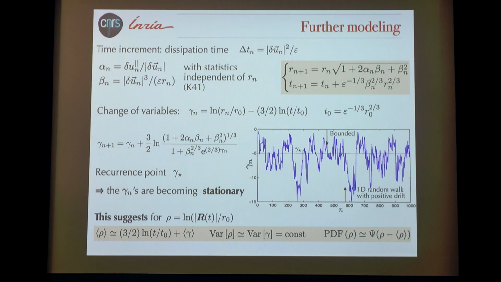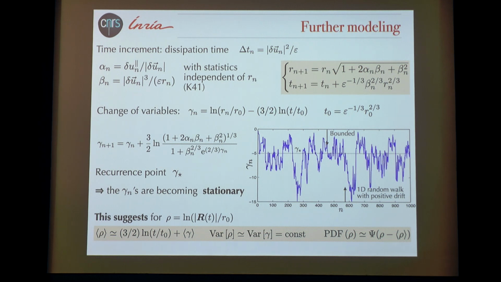And so now we can try to understand this model better. We rewrite it in the following manner, with alpha n and beta n being some random numbers. You remember it's a multiplicative thing for R with some numbers, and these numbers are not independent from what is happening in time.